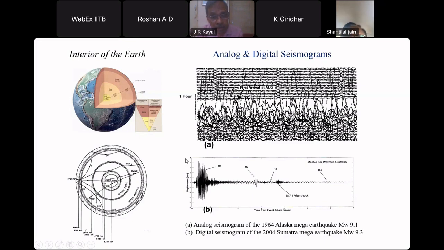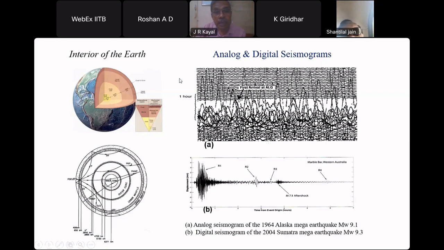But now, with the invention of the digital seismogram, and this digital seismogram for the 2004 Sumatra earthquake, you can see for hours and hours the seismic waves have come, and how well they are recorded, and you can zoom in on the computer screen and read every phase of the seismic wave. So that is the beauty of the broadband digital seismograph that came into the global network since about 1990.